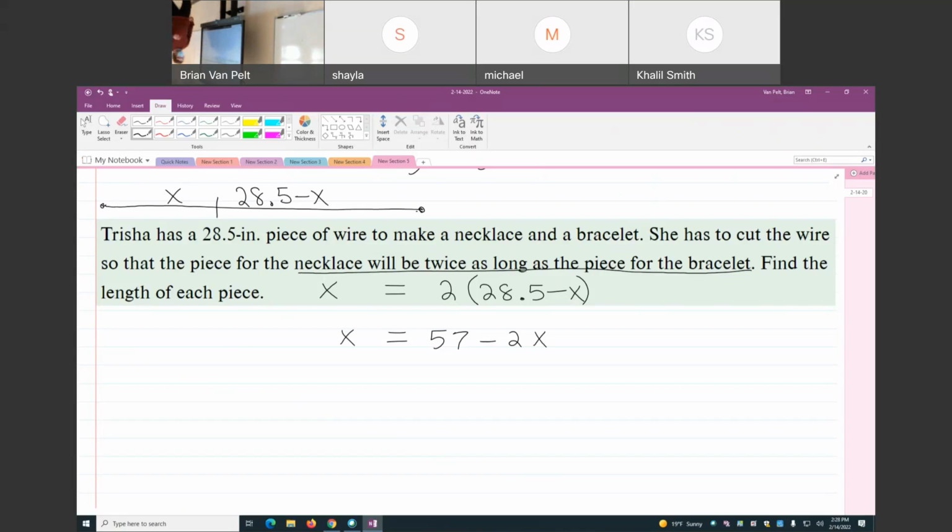Let's add 2X to both sides. So it looks to me like I have 3X equals 57. Great, what next? Divide by 3. So we get X is equal to 19. All right, that doesn't answer the question. The question says I need 2 answers. Find the length of each piece. What did I find the length of? Okay, so the necklace is 19 inches.